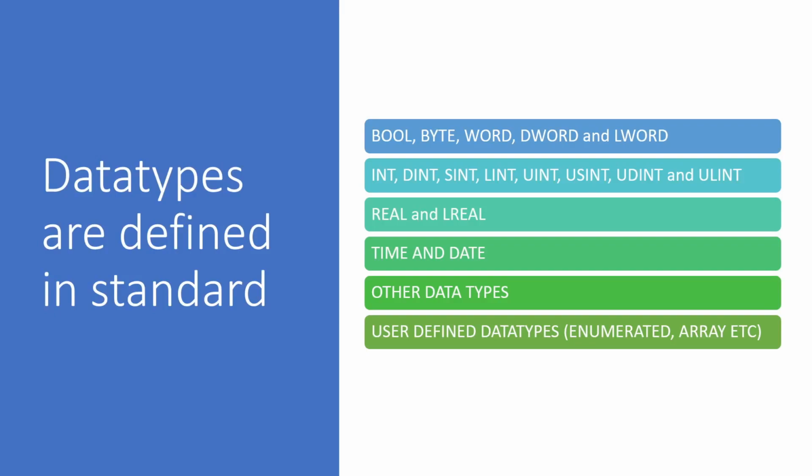Data types are defined in the standard. I put some of the data types here, but I didn't have enough space for all of them, so you should check them out on the internet. There you can see BOOL, INT, REAL, TIME, other data types like CHAR, STRING, and some generic data types like ANY_INT and ANY_STRING. Then there are user-defined data types, enumerated, arrays, etc.